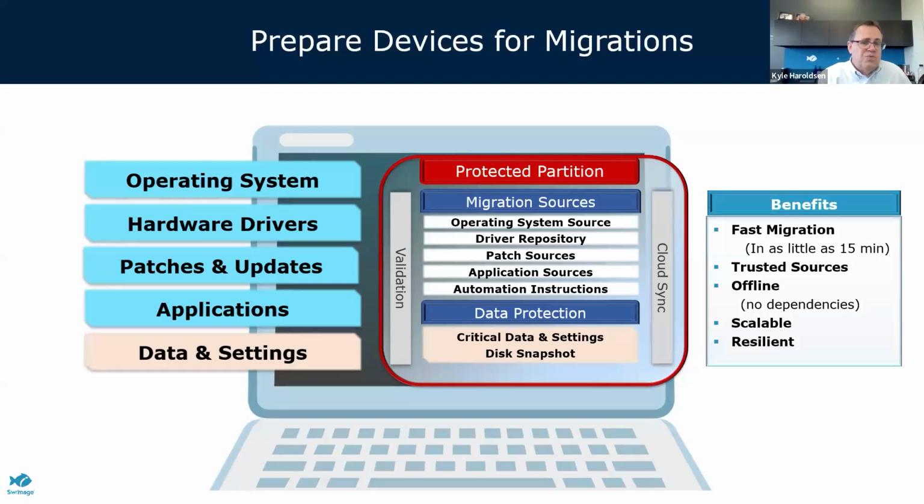Some of the benefits of doing this, number one, it's fast. We can do this very, very quickly because it's really migrating from its own device. We can do it in as little as 15 minutes. You're using all trusted sources, so it does a constant validation of the sources to know they're all known good. It does a checksum on them to validate that nothing's been corrupted or compromised. It can run completely offline, so there are absolutely no dependencies to get this thing running and migrating. It is completely scalable and highly resilient. So if something does go wrong midstream, it can reset, start where it left off, and continue the migration process until it's finished. Worst case, it can roll back to its previous state.